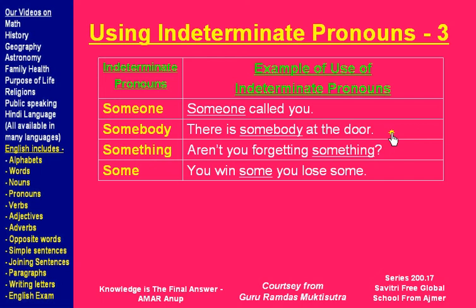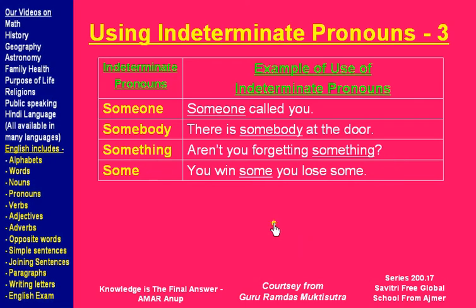There is somebody at the door. We don't know who is at the door, we don't know that person, but we know there is somebody, so we will say somebody at the door. Aren't you forgetting something? Now we are not specifying that you are forgetting your keys for your car, or your mobile phone or cell phone, or you are forgetting to wear shoes. We are just saying, aren't you forgetting something? So something is an indeterminate pronoun.